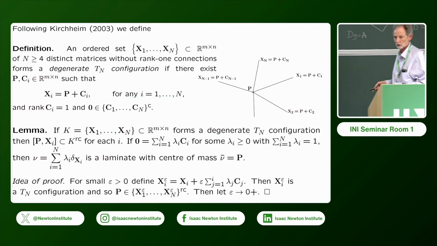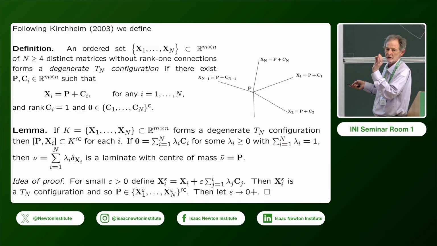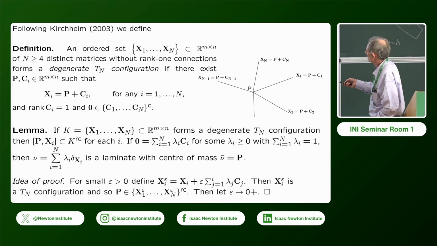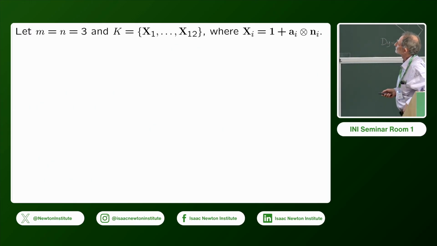And how's it done? Well, you perturb it so that you get a Tn configuration. So you do it in this way: Xi epsilon is Xi plus epsilon some lambda j is Cj from 1 to I. And then you check that that's a Tn configuration, and so you know that P is in the rank 1 convex hull of the Xi epsilons, and then you let epsilon go to 0. So that's the way it's done.